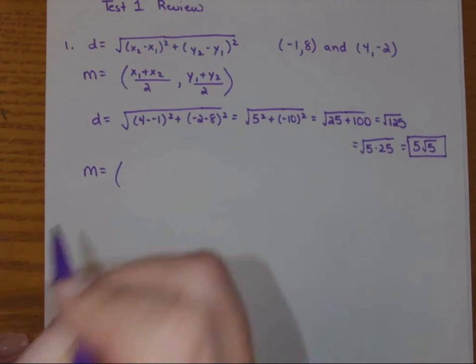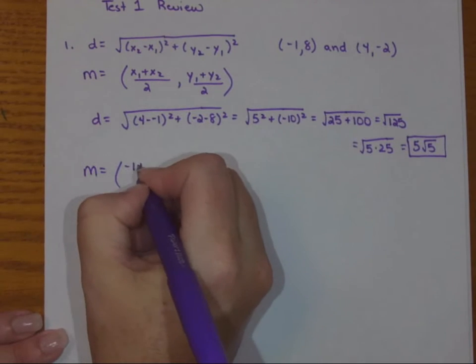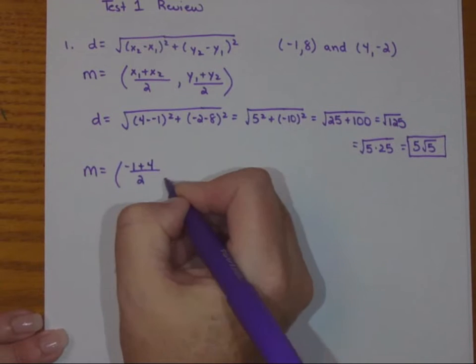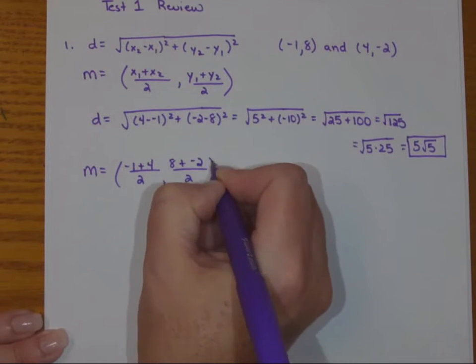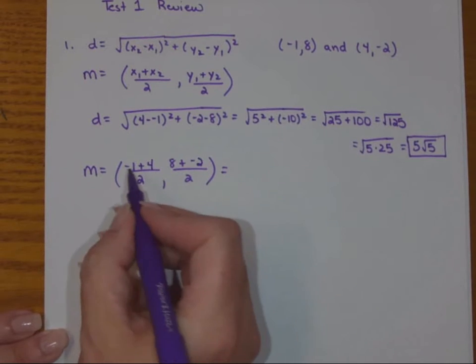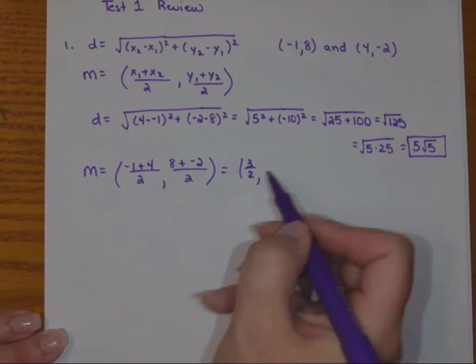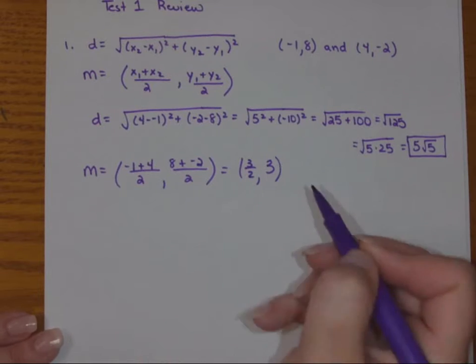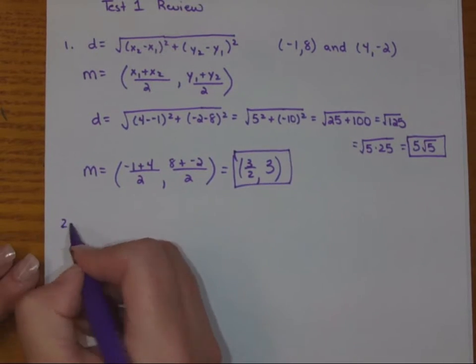All right, so for midpoint, make sure that in the end it looks like a point. In other words, it needs to be an x comma y. But just work each one of them separately. So this would be 3 over 2. Okay, this would be 6 over 2, which reduces to 3. Okay, so that's all for number 1.